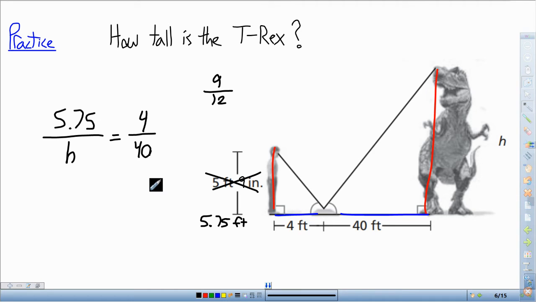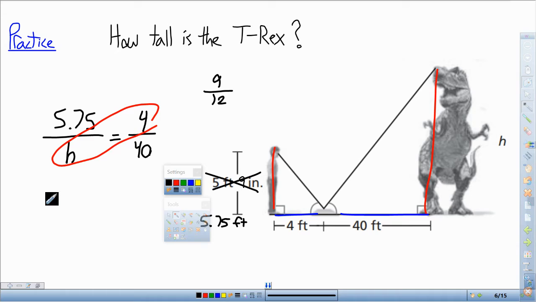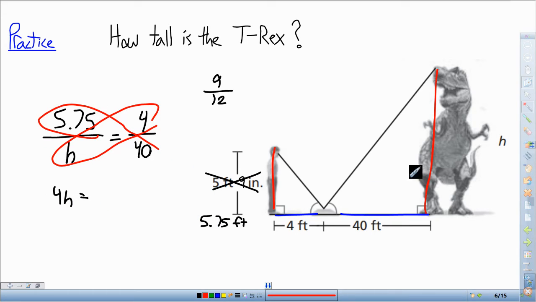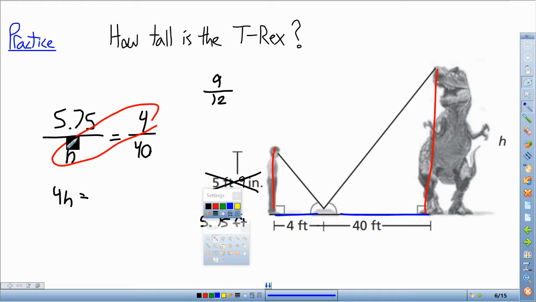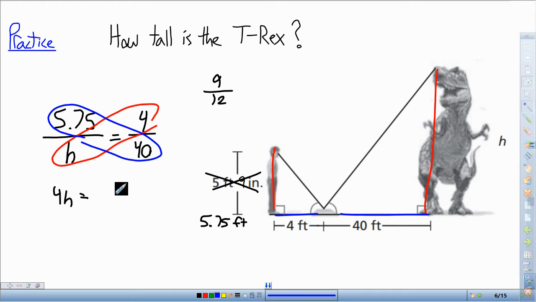Okay, and yeah, from here, let's go ahead and cross multiply and see what happens. So 4 times h is a 4h, and a 5.75, oh, let me make it blue like I normally do. 5.75 times 40, let's see what we get. 5.75 times 40, we get 230. All right, last thing, solving for h, dividing both sides by 4, and it looks like h is going to equal 57.5.